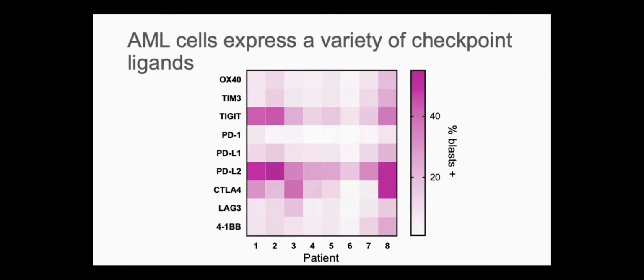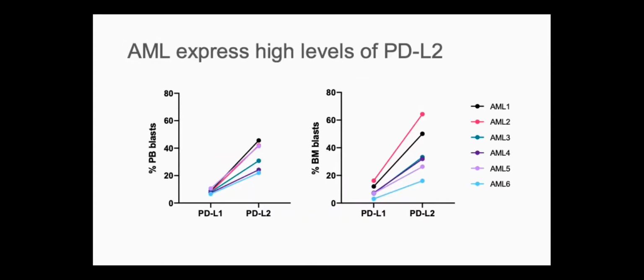And what we were surprised to see is that across the board, we saw very little PD-L1 expression in these refractory relapsed AML samples. However, we were surprised to find that its paired ligand, which is PD-L2, appears to have high expression across the board and across disease progression.